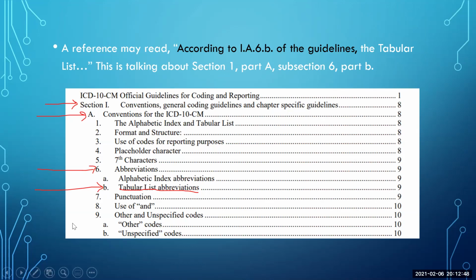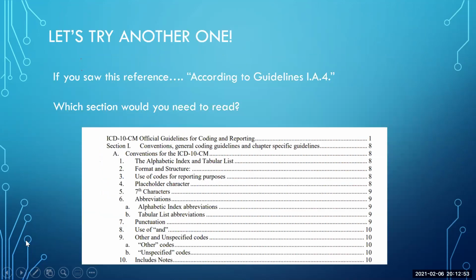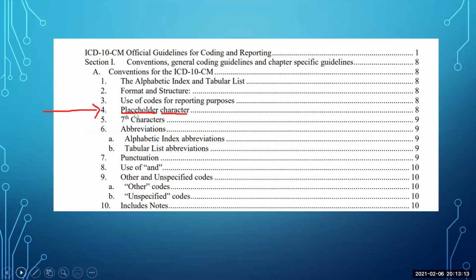We'll try a few out just so you can see what I'm talking about. Let's try this one. If you saw the reference according to the guidelines 1A4, which section would you need to read? If you want to pause it, now's a good time to figure out what the answer might be. So 1A4 is going to be here, placeholder character. Section 1, letter A, number 4, placeholder character.